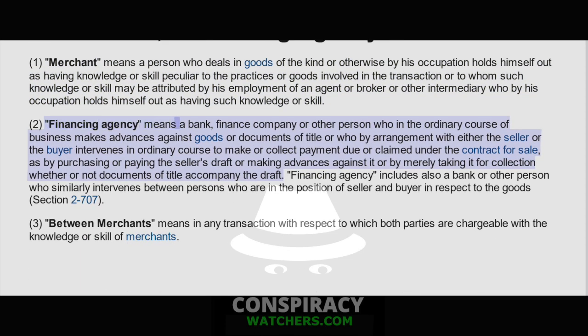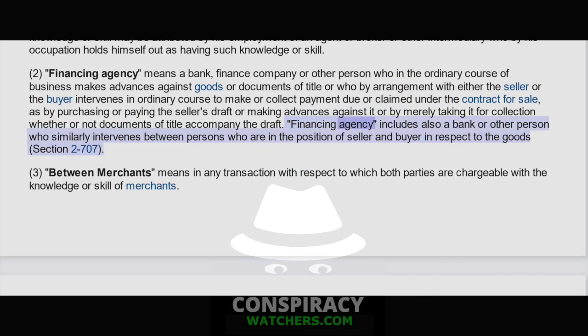Financing agency means a bank, finance company or other person who in the ordinary course of business makes advances against goods or documents of title, or who by arrangement with either the seller or the buyer intervenes in ordinary course to make or collect payment due or claimed under the contract for sale, as by purchasing or paying the seller's draft or making advances against it, or by merely taking it for collection whether or not documents of title accompany the draft. Financing agency includes also a bank or other person who similarly intervenes between persons who are in the position of seller and buyer in respect of the goods.